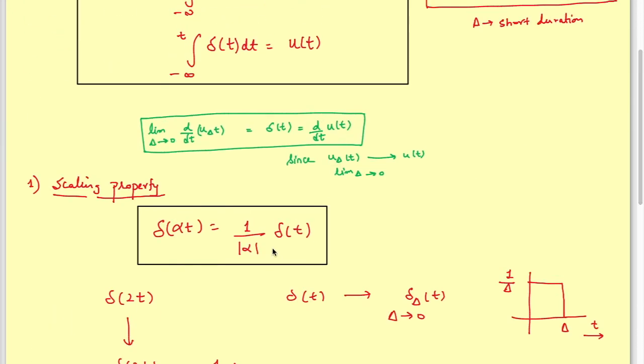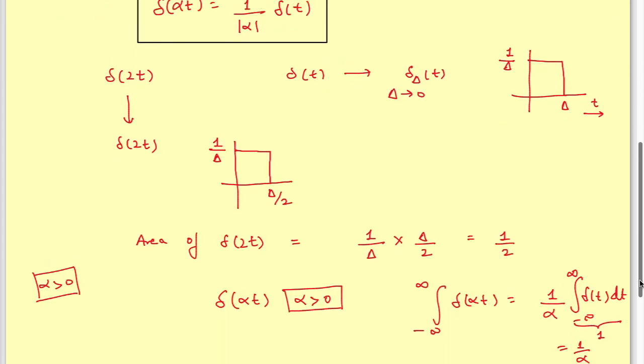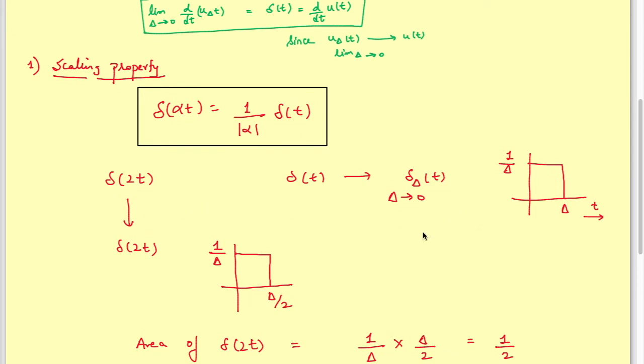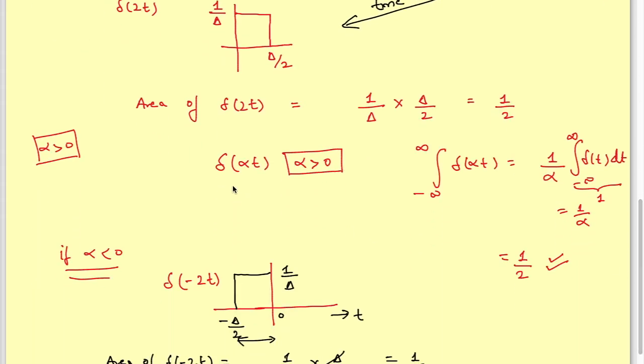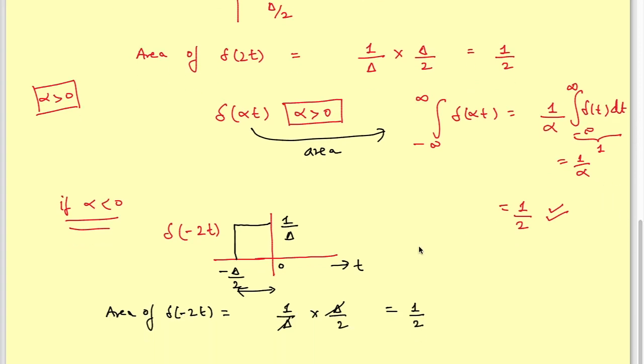So thereby in this equation we add a modulus, mod alpha. If you have any doubt you can ask me. What I have done here is, first I applied the time scaling property. Since I am not changing the amplitude, the amplitude remains the same, then I found the area of the signal delta of 2t, which is equal to 1 by 2. When I find the area of delta of alpha t, it is 1 by alpha of the integral of delta t dt, which is equal to 1 by alpha, and in this case it is also equal to 1 by 2. So thereby we add a modulus there.